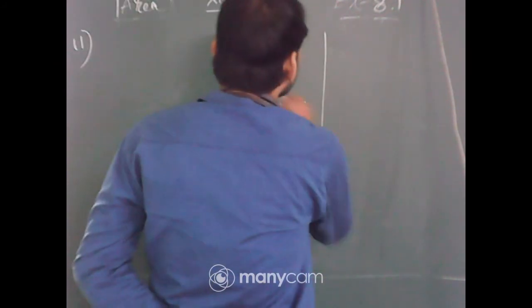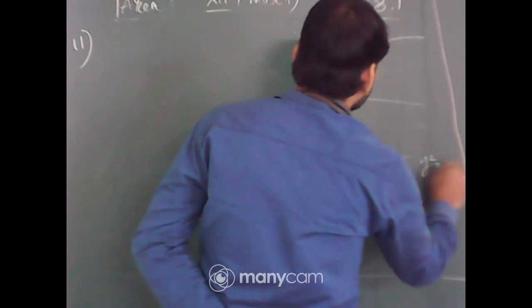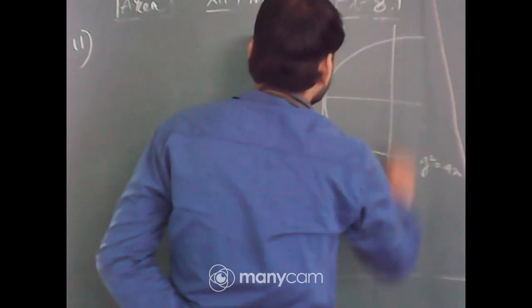The figure is very important regarding this chapter. If you have drawn it incorrectly, then the problem will also give you the incorrect answer. Find the area of the region bounded by the curve y square equals 4x and the line x equals 3. Y square equals 4x, the parabola, and the line x equals 3.